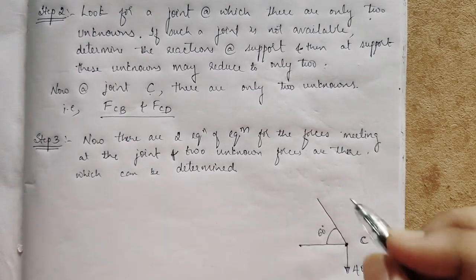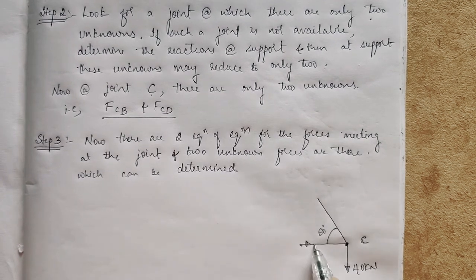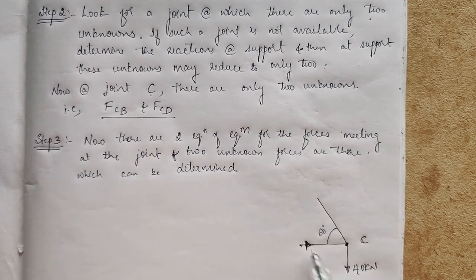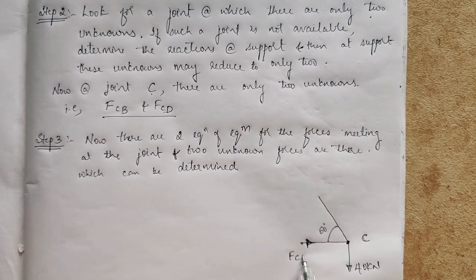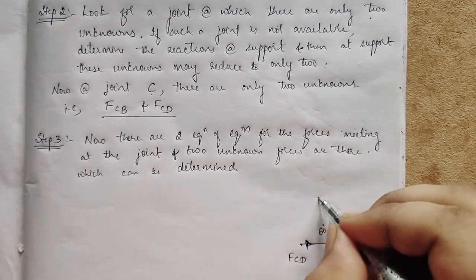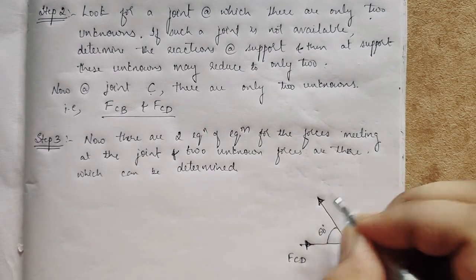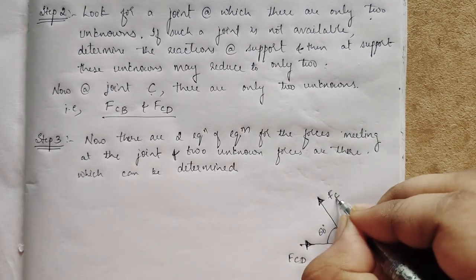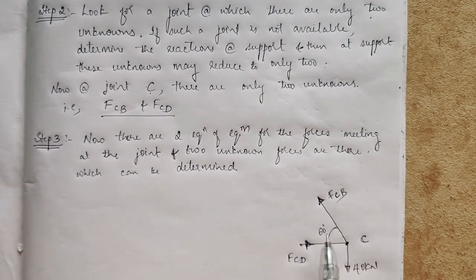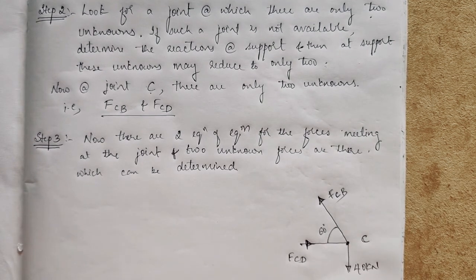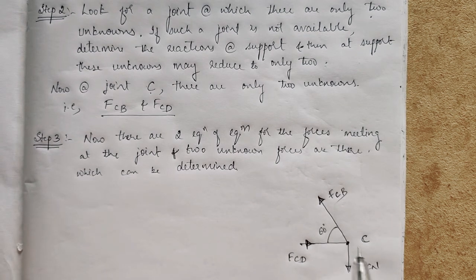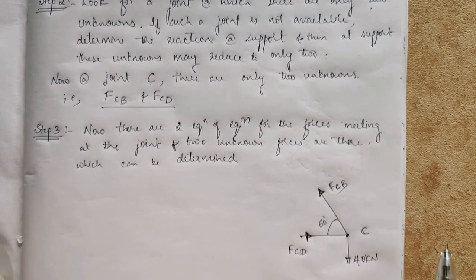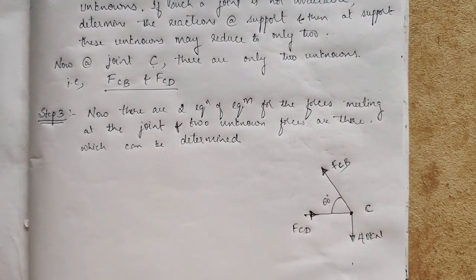So this is 60 degree. Okay, so we assume this one is towards the joint C, FCD, and this one upward we assumed, that is FCB. Even if this assumption turns out to be opposite, there is no problem. If it turns out opposite, the answer will come negative, and we just have to make the negative positive. Okay, this is the joint C. I took the free body diagram of joint C.